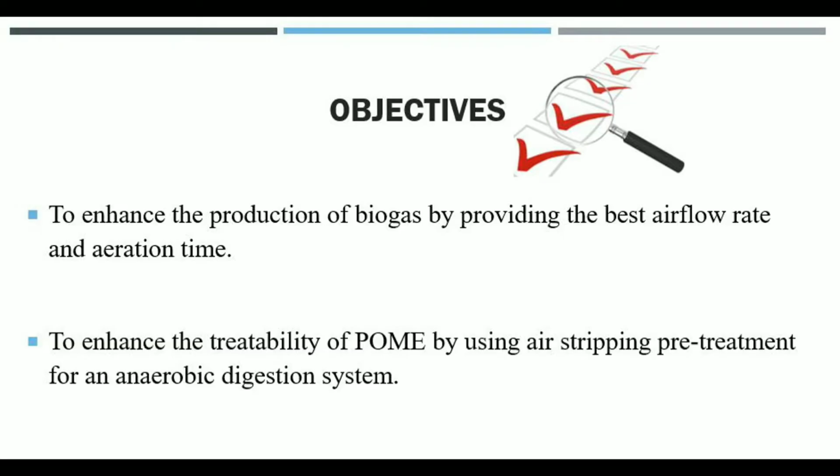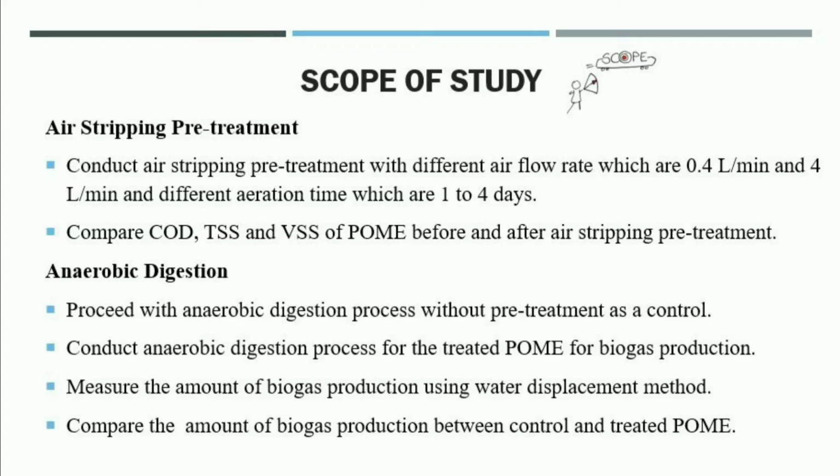Objective. The objective for this project had been separated into two main targets. The first objective is to enhance the production of biogas by providing the best airflow rate and aeration time. The second objective is to enhance the treatability of POME by using the air stripping pre-treatment for an anaerobic digestion system. Scope of study. This research is conducted to enhance the production of biogas from anaerobic digestion of POME by ammonia removal by using air stripping pre-treatment.